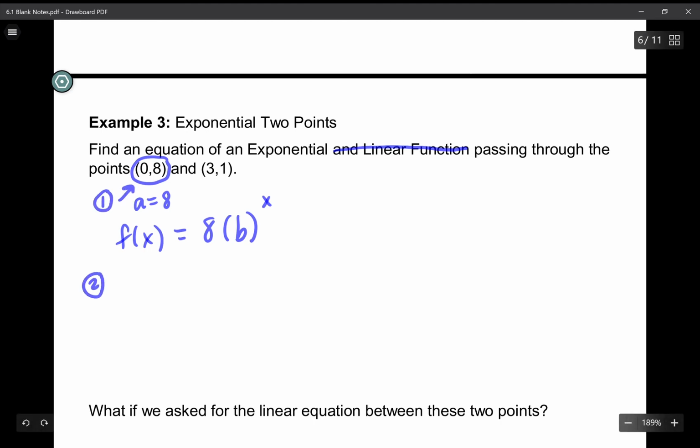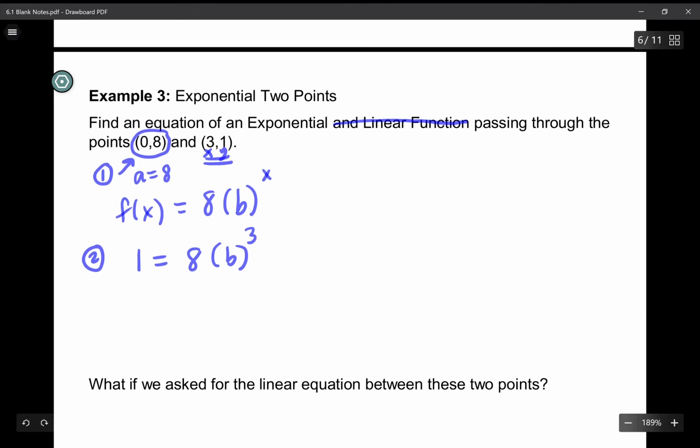Step 2 is going to have to be a little different, but it's similar to linear equations because we're just going to plug in the other point that we know. So we know that the point 3, 1 is on the graph. So that tells us that 1 equals 8 times b to the 3. So I plugged in this point. The x value was 3 and the y value was 1, and I plugged it into my equation.